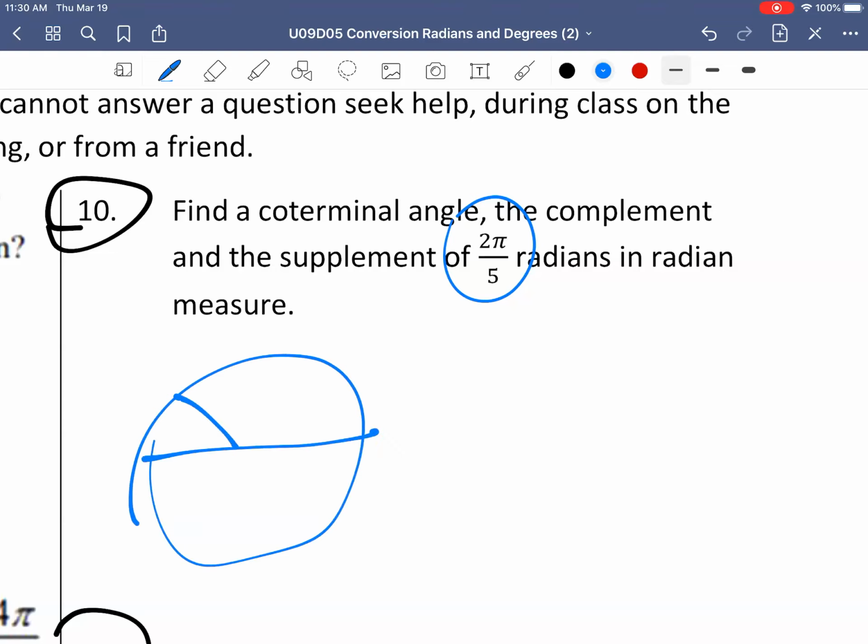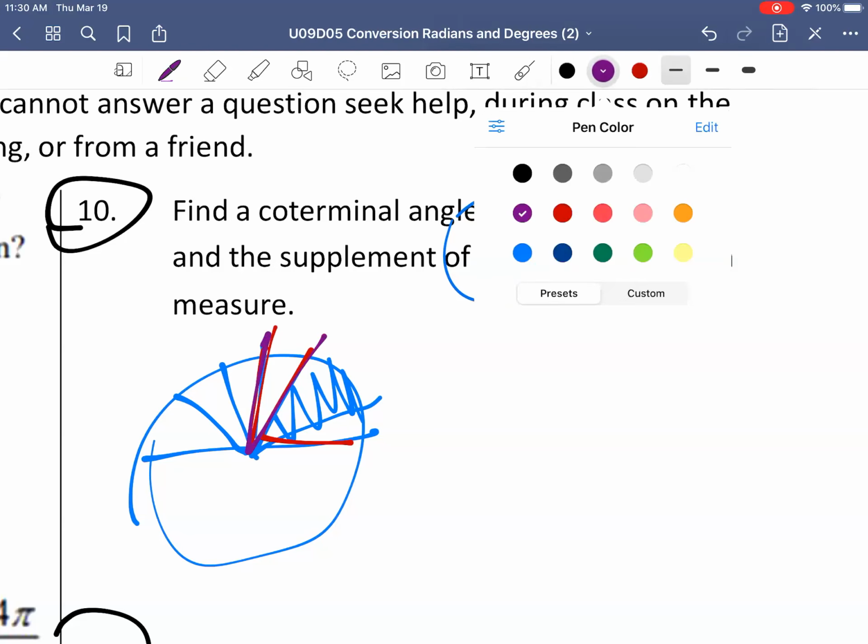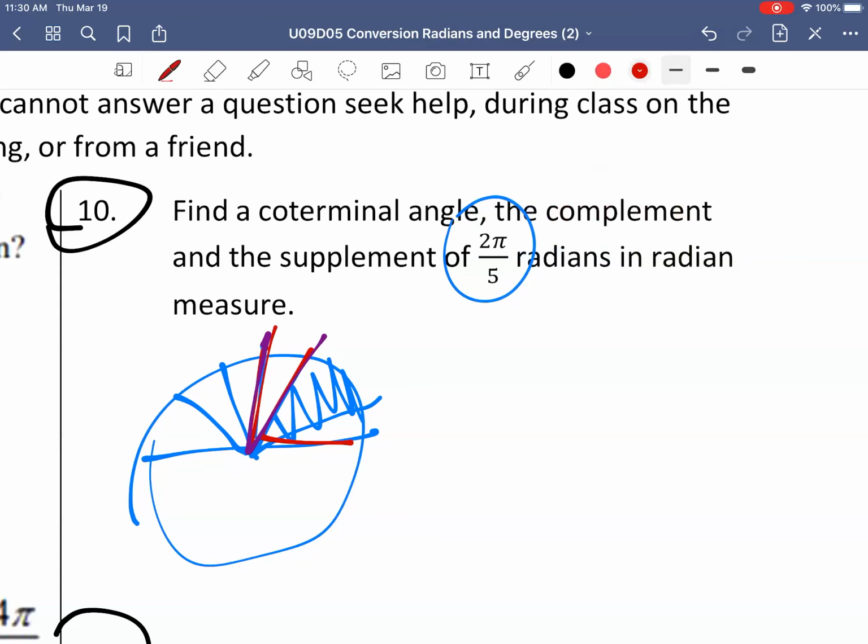That means the top half of the circle is split into fifths. So 1, 2, 3, 4, this is 5 sections. It's 2/5. So I'd want to find the angle that completes 90, the complement. I'd want to find the angle, so that would be here. What is the measure of this angle? The angle that would complete 180 degrees, that would be the supplement. And then I'd want to find an angle that is coterminal to this angle. Coterminal means it would go this amount and then around an entire additional 360.